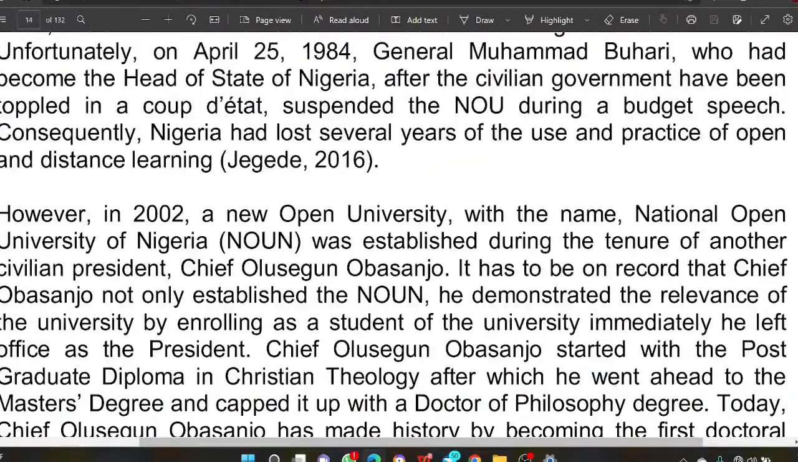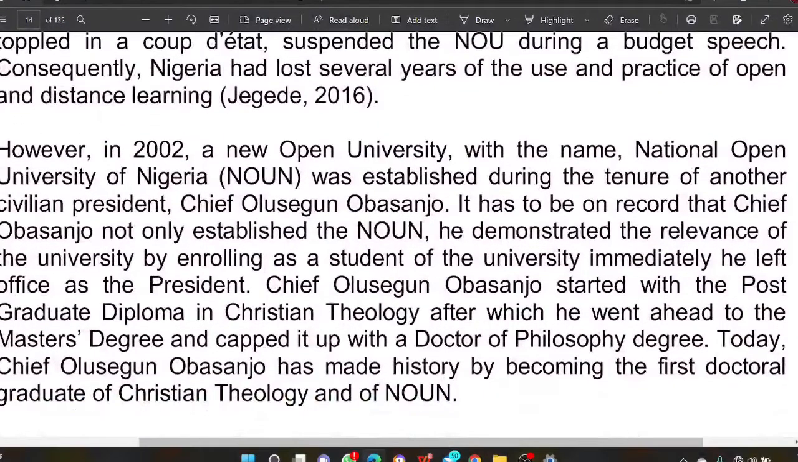However, in 2000, a new open university with the name National Open University of Nigeria (NOUN) was established during the tenure of another civilian president, Chief Olusegun Obasanjo. It is on record that Chief Olusegun Obasanjo not only established NOUN, he demonstrated the relevance of the university by enrolling as a student of the university immediately he left office as the president.